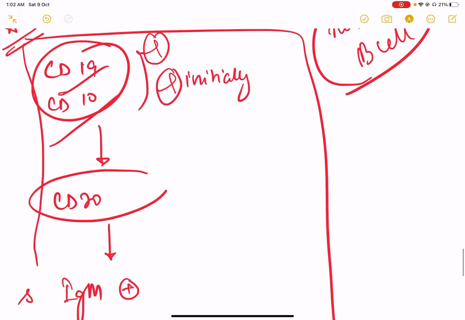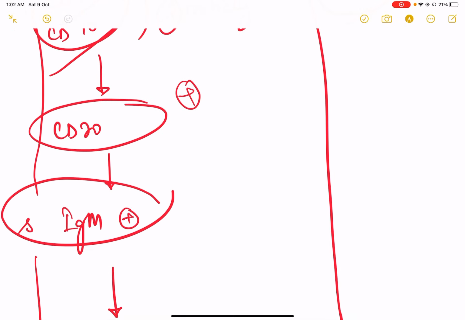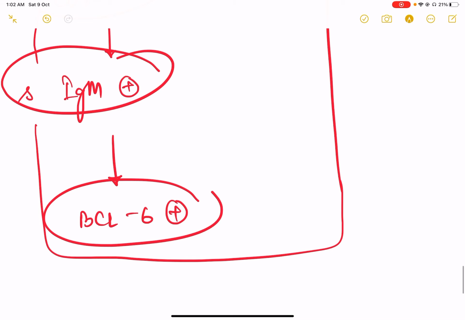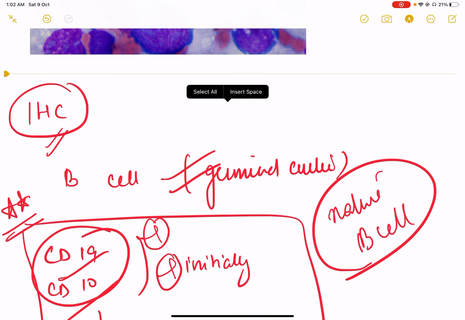Now, as they mature, CD20 becomes positive. And since it's the fully mature form, there will be surface Ig as well. So surface IgM also will be positive and BCL6 will be positive. So remember this is very important as far as the IHC is concerned. This concludes the oncology topic for the day.